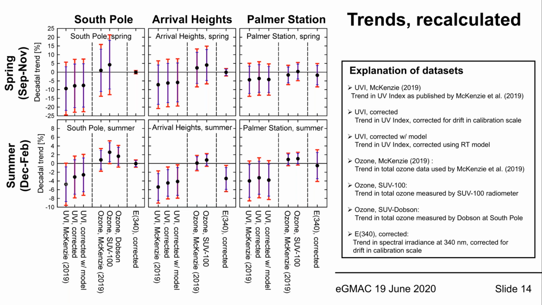If you look at the top row again, you see large trends which are not statistically significant. But the interesting part is the trend for Arrival Heights in the summer, where the UV trends are all negative and are all statistically significant. So making the correction didn't change the significance of the trend that was already pointed out in the paper by McKenzie. And there's basically no trend in ozone. But what's curious here is that there is a statistically significant trend in the irradiance at 340 nanometers. So what causes that?